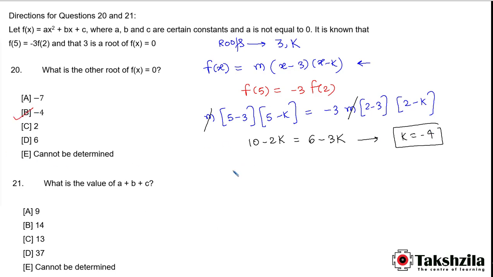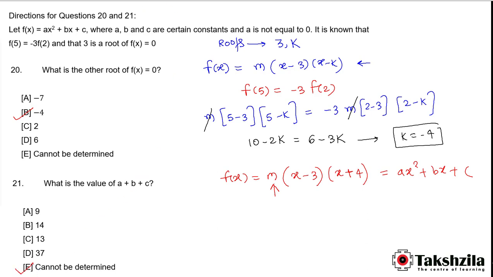So the value of f of x becomes how much? m into x minus 3, the first root, into x minus the second root, minus 4. x minus of minus 4 means x plus 4. This is nothing but ax square plus bx plus c. In the second question, we need to find the value of a plus b plus c, but as we don't know the value of m here, we can't find the value of a plus b plus c, so the answer becomes cannot be determined.